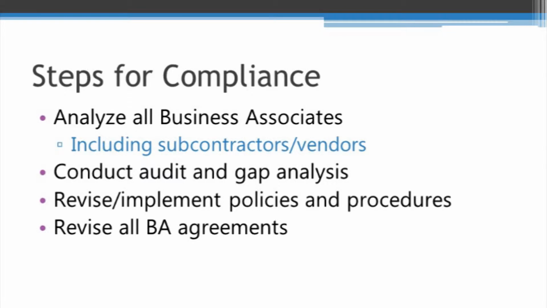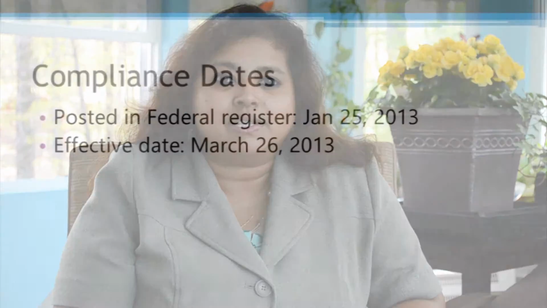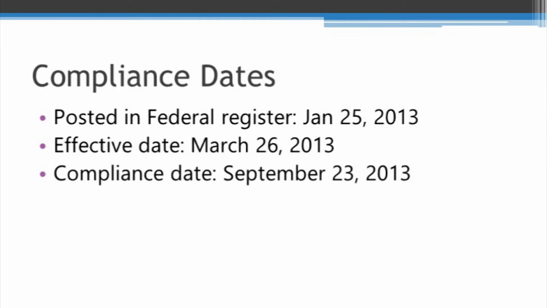The next thing you want to do is make sure all your business agreements and contracts are revised to ensure that all information and your vendors are HIPAA compliant. And most importantly, train your staff to understand what compliance is and what they need to do to ensure that your organization meets all compliance requirements. We're beyond compliance dates. The effective date of the Omnibus Rule is March 26, 2013. All business associates and covered entities had 180 days from March 26, 2013 to be compliant.